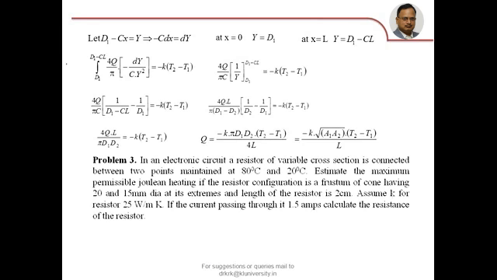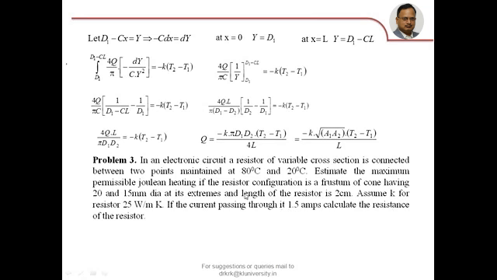solution. Here is one problem. In an electronic circuit, a resistor of variable cross section is connected between 2 points at 80 degrees and 20 degrees. Estimate the maximum permissible Joulean heating if the resistor configuration is a frustum of a cone having 20 and 15 mm diameter at its extremes and length of the resistor is 2 cm. Assume K for the resistor is 25 watts per meter Kelvin, and if the current passing through it is 1.5 amps, calculate the resistance of the resistor.